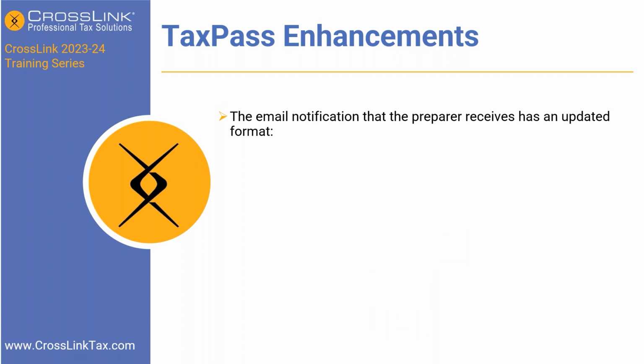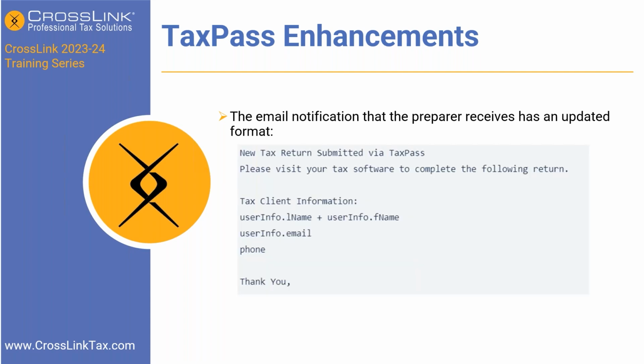Additionally, the preparer or the ERO, whoever sets up the TaxPass settings, would receive an email notification. That email notification would just say that XYZ submitted a tax return to your office. But now the following information is displayed in that email, such as the client's name, email, and phone number. So we're displaying a bit of information to let you know which taxpayer just submitted a return to the software.